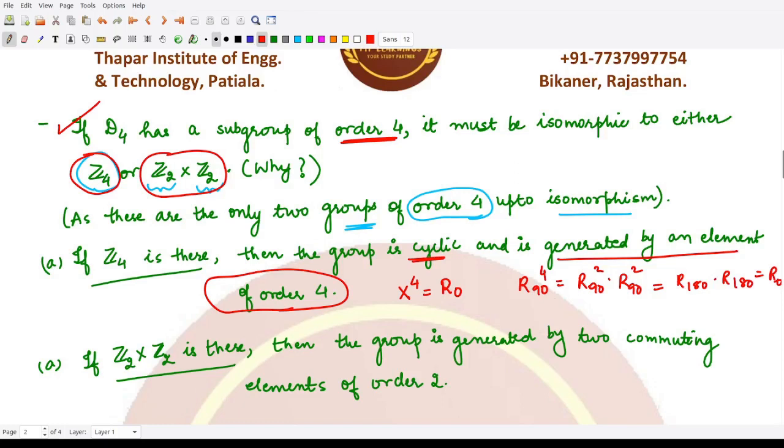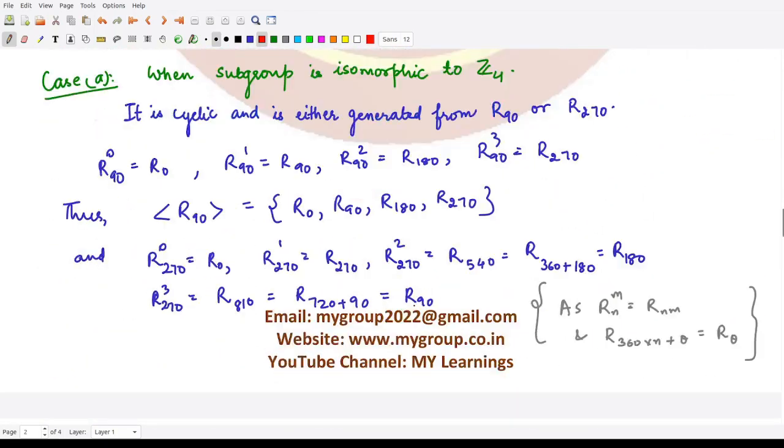So the order of R90 is 4, hence we have one such element as R90, and the other, you can simply see, is R270, right? These would be the two elements which would generate a group isomorphic to Z4, right? And it would be a cyclic group, so it would be obtained by taking its powers, correct? So let's first of all discuss this case. In this case, the powers of R90 would be R0, R90, R180 and R270, correct? So the elements would be these.